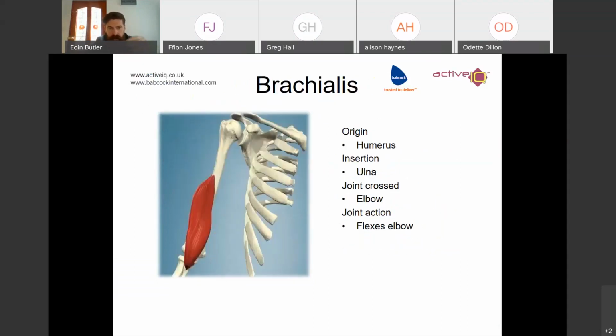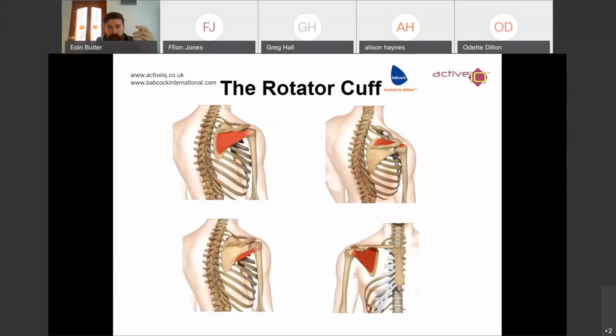So biceps and triceps, brachialis, deltoid, rotator cuff. The 4 muscles of the rotator cuff you need to know. Infraspinatus, supraspinatus, and teres minor all sit on the posterior of the scapula, on the back of the scapula. The subscapularis, as you can see in the bottom right-hand corner, is viewed from the anterior, so it sits on the front of the scapula. It's important to know that there are 4 different rotator cuff muscles: infraspinatus, supraspinatus, teres minor and subscapularis.